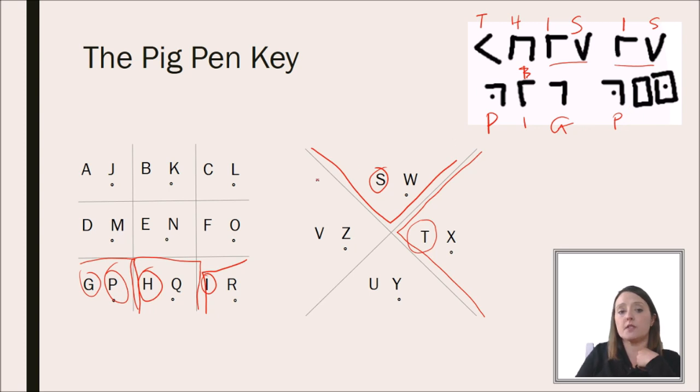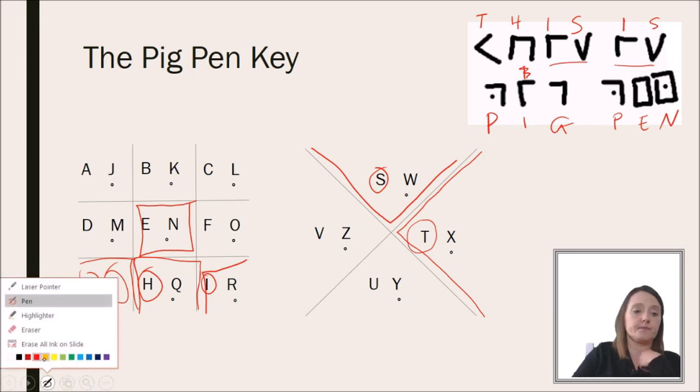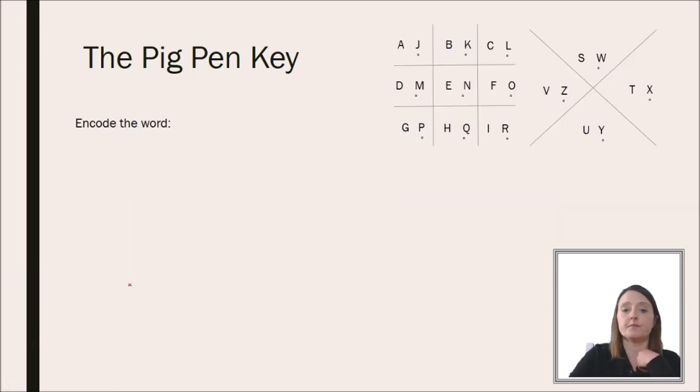Here we have got the square. Now the square relates to the central part of this diagram. No dot, so that becomes an E. The next one's with a dot, which becomes an N. So the sentence here says, this is pig pen. Okay, so it's about looking at the actual shapes that we've got going on.